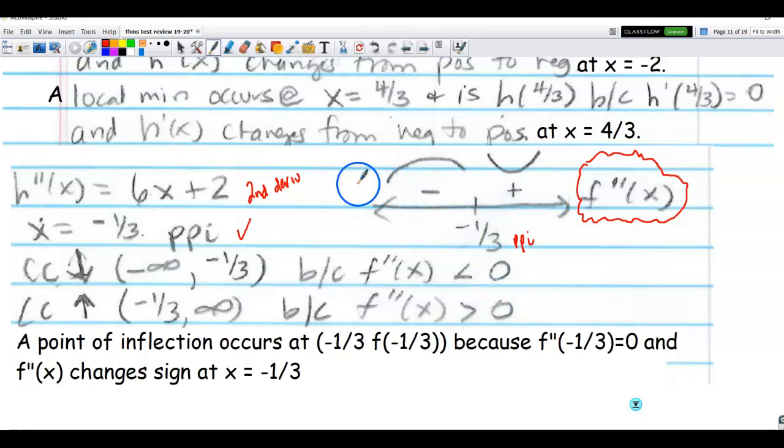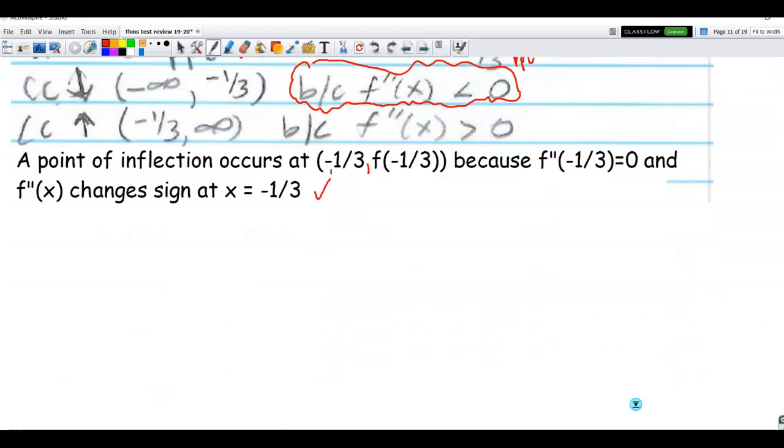I chose an interval in each region to substitute into the second derivative. I determine the concavity for each interval. Here I am declaring the concavity, and I'm giving my justification. You must justify these to get full credit. And in this case, concave down, second derivative negative; concave up, second derivative positive. And then lastly, here is my sentence for my point of inflection. Point of inflection occurs at -1/3, f of -1/3. I reported the point, not really sure why, but I did, because the second derivative at -1/3 is equal to 0, and the sign changes. It doesn't matter positive to negative or negative to positive for concavity. All right, that's number 5.